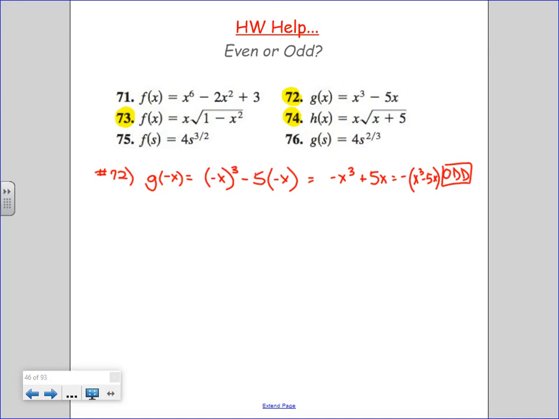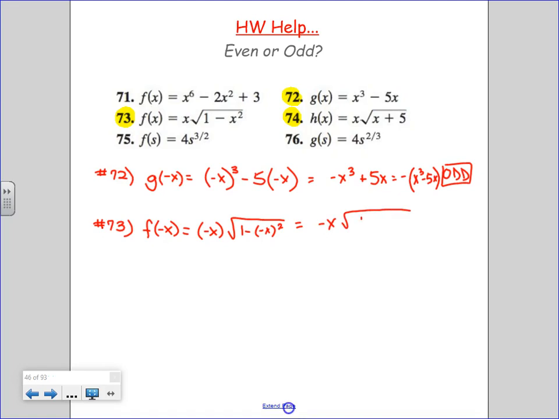Number 73, let's go group number 7. What do you got? We got odd. Odd? Okay, what'd you do? What's this one? F of negative x. Good. Equals parentheses negative x. Good. Radical 1 minus negative x squared. What happened? The negative x stays the same.